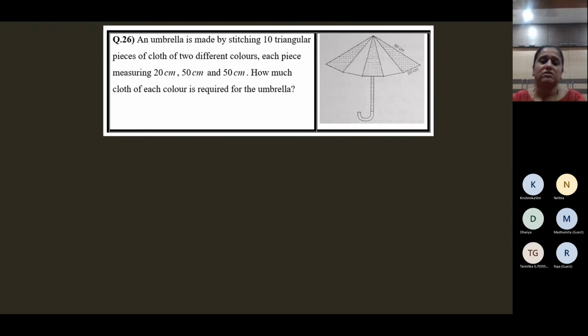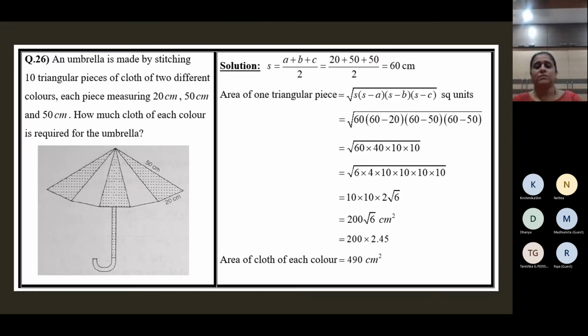Each color. So how much cloth for green and how much for blue, you should find separately. You should not find the total area of the cloth in the umbrella. Answer the question: how much cloth of each color is required? I've worked out the area of one triangular piece, and that is the area of cloth of each color needed. Yes or no? Yes, ma'am.